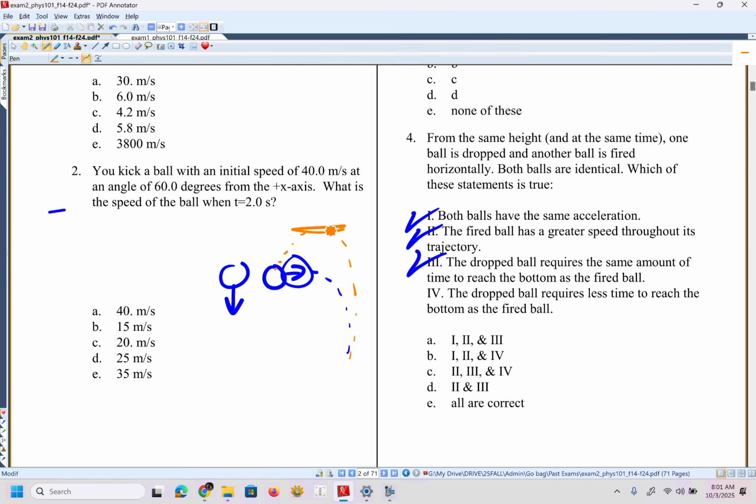You can think about it if you like, but probably important. And then the drop ball requires less time to reach the bottom as the fired ball. Well, that's the opposite of 3. So it's 1, 2, and 3 is the right answer. Be prepared for that. You'll have at least one of those, a couple of those probably, on the exam.